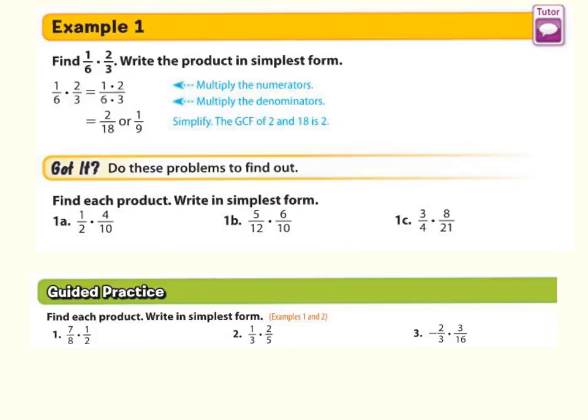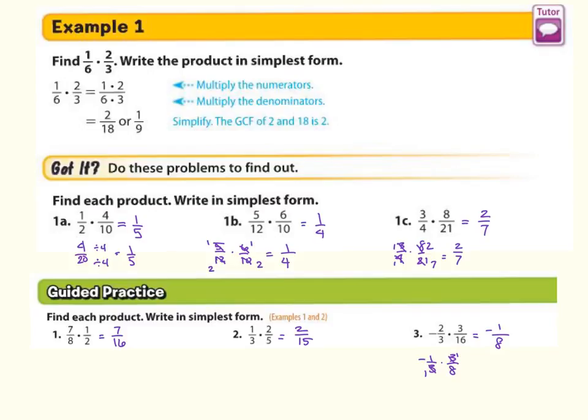In example 1 in your books, they show you how to multiply straight across, given in this example. So now you have it in your notes. Let's go down to the got it questions for 1A, 1B, and 1C. Go ahead and multiply straight across, and then do the guided practice at the bottom. So pause your video, and then when you're done, push play to resume so you can get your answers. Okay, check your answers, correct any mistakes you might have, and then let's move on.